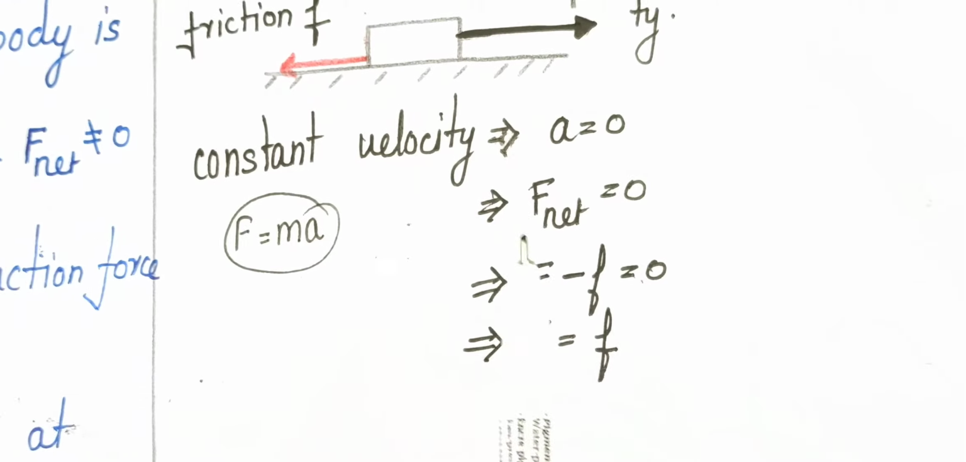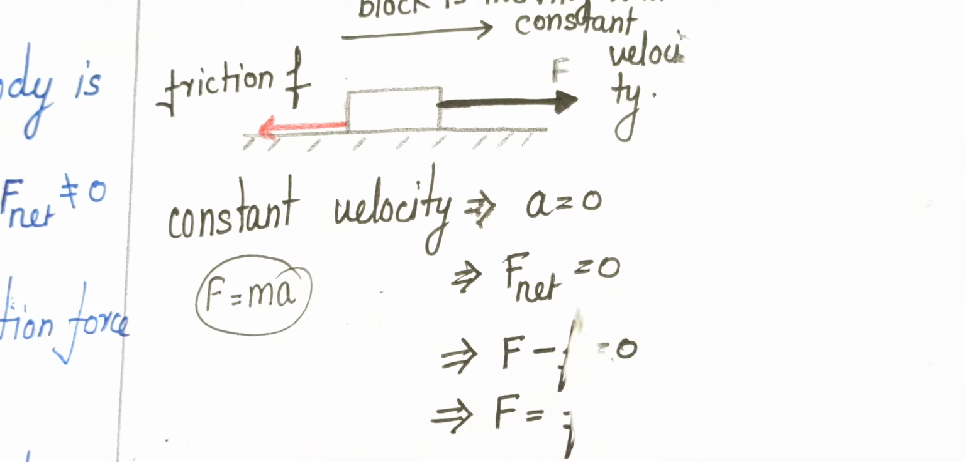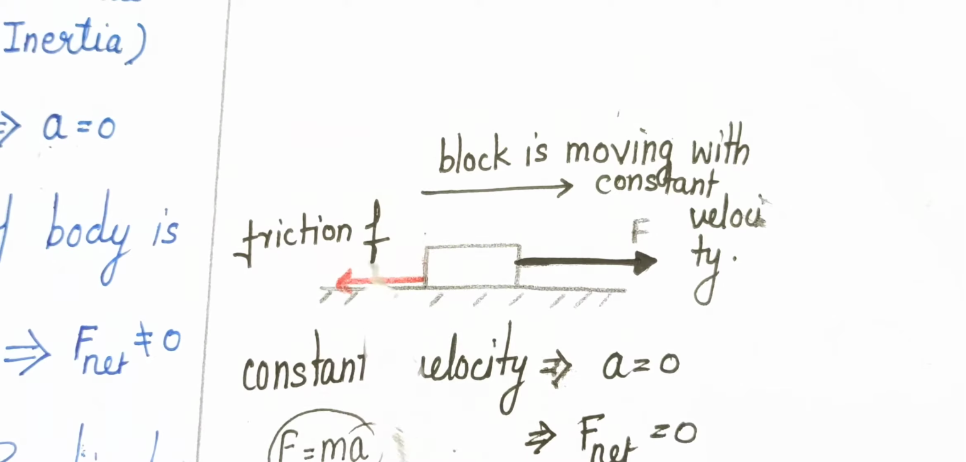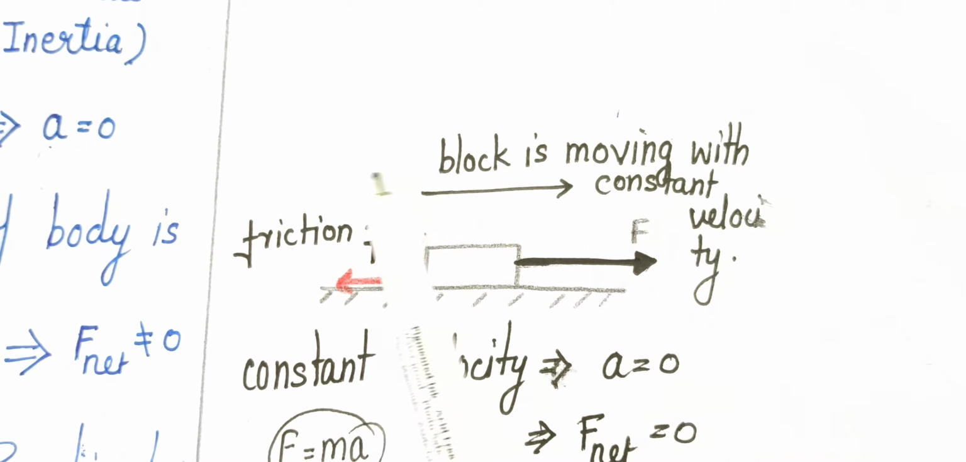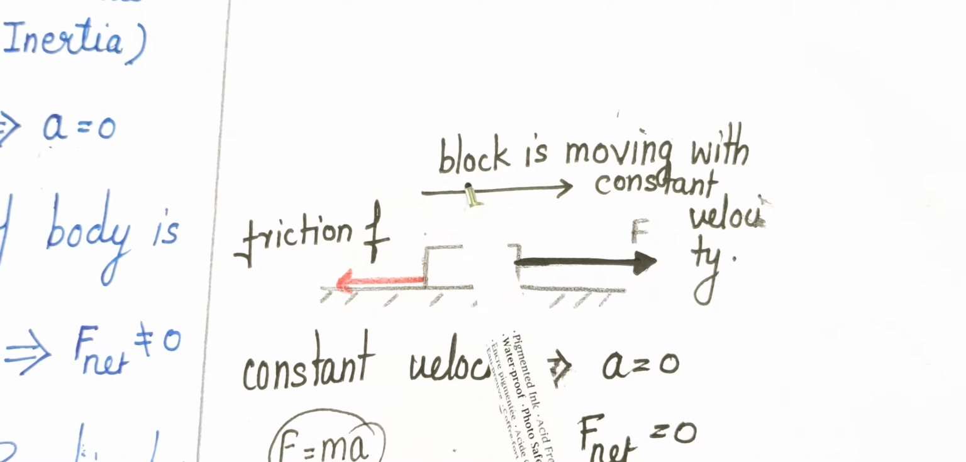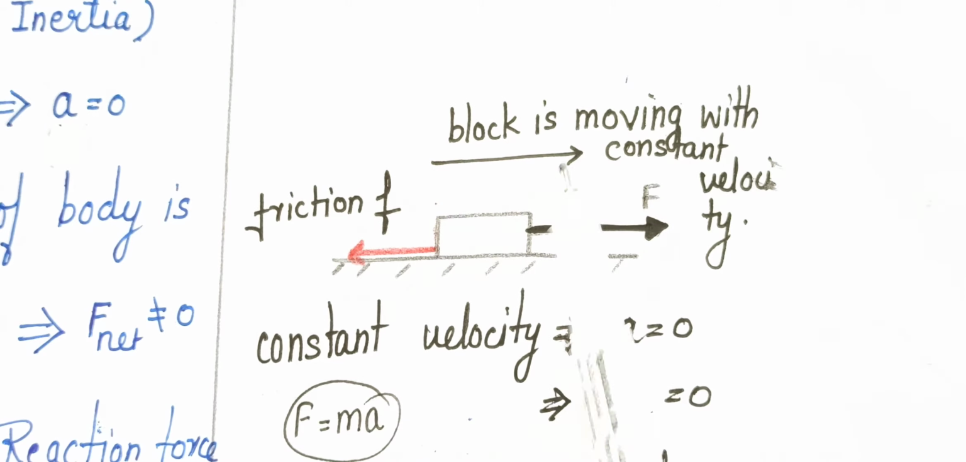So the net force acting on the block will be F force minus frictional force. But net force is 0. So that means F minus frictional force is 0. And this implies that the force which is driving the object is exactly equal to the frictional force, and that is why there is no increase in velocity by the force F, or no decrease of velocity by the force of friction, and the body is moving with a constant velocity. Tell me children, is this concept clear to you?